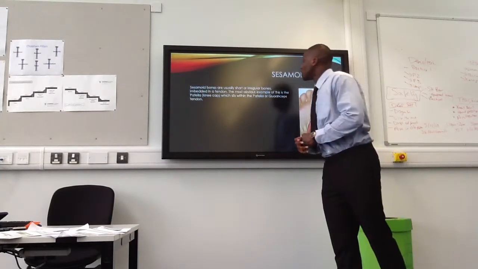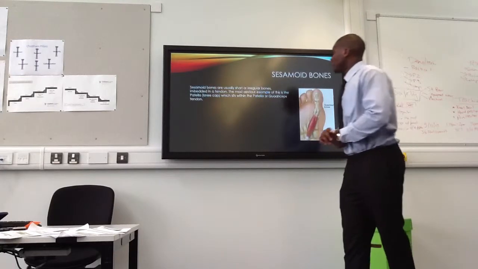Sesamoid bones. Sesamoid bones are usually short or irregular bones embedded within a tendon.